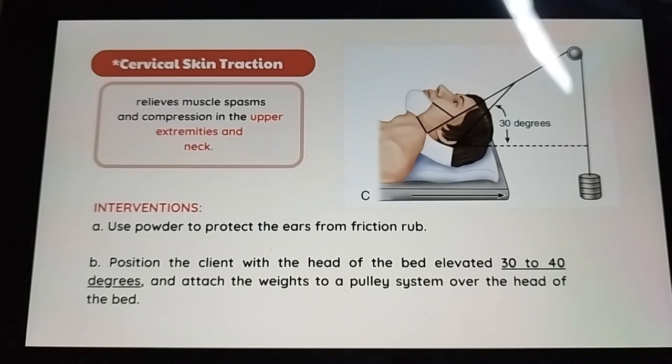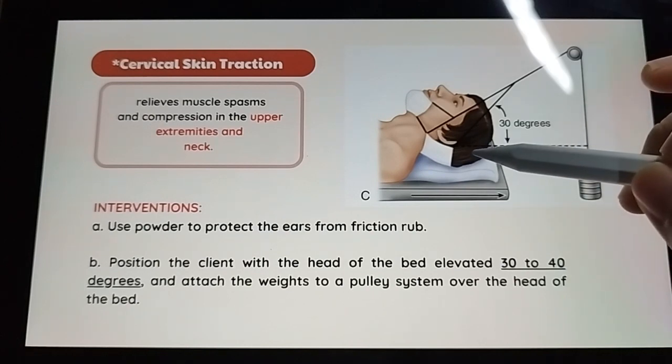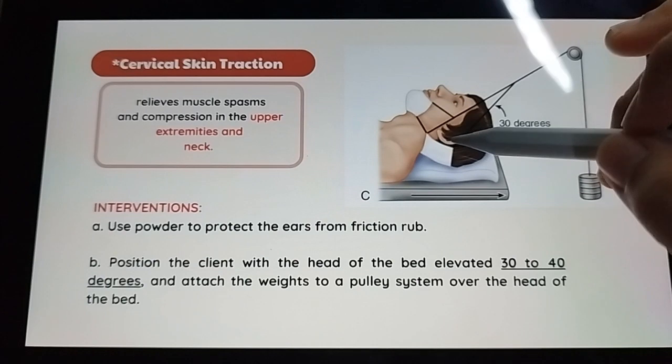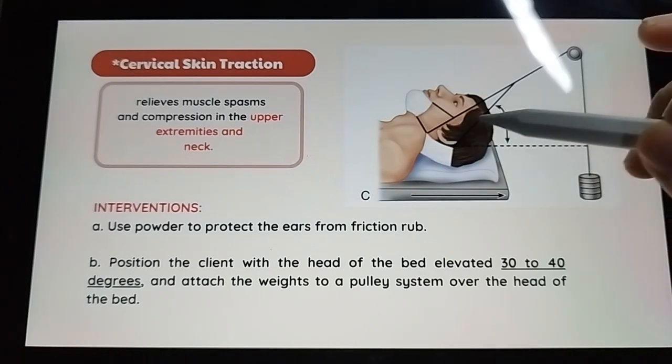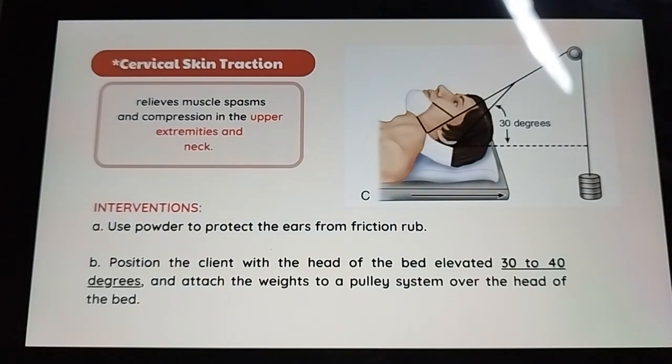Next is cervical skin traction. So ganito yung kanyang itsura. Cervical skin traction uses a head halter and chin pad to attach the traction. See? Yan ang kanyang chin pad at yung kanyang head halter. Okay, important considerations: use powder to protect the ears from friction rub.